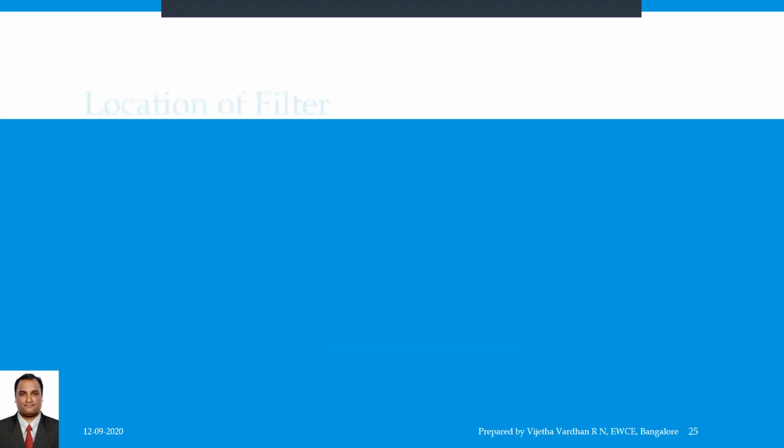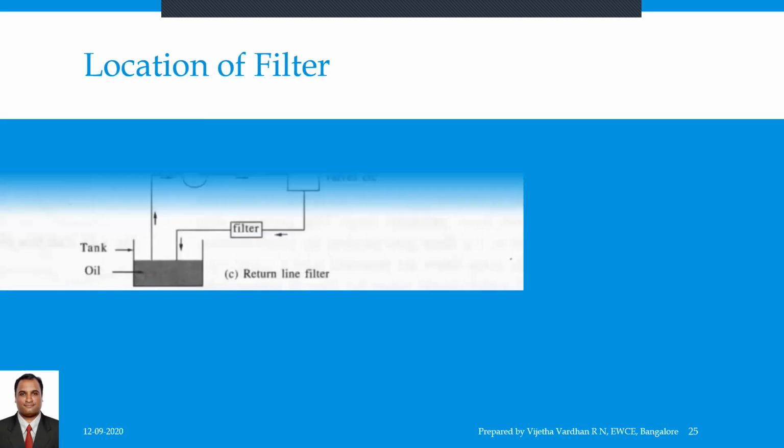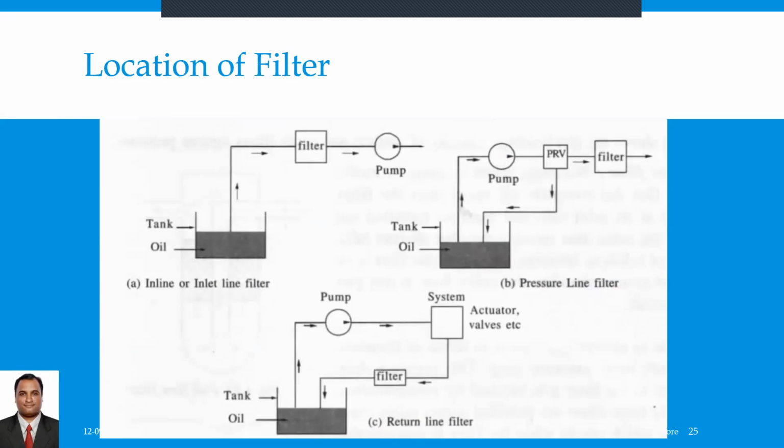Then coming to the location of the filter, various locations are used to arrange a filter, either in the return line or in the pressure line, each having its own advantages and disadvantages. In general, the preferred locations are primarily the intake or inline filter, then the pressure line filter, then the return line filter. The figure shows the different types of filters.